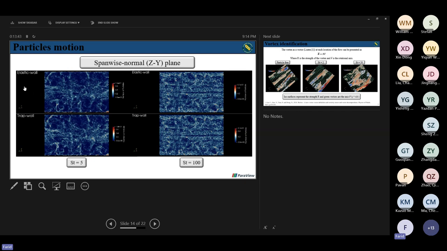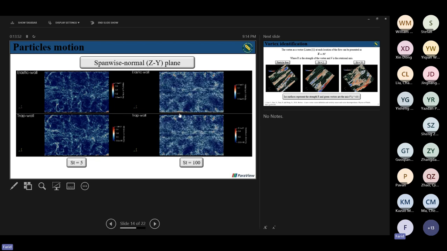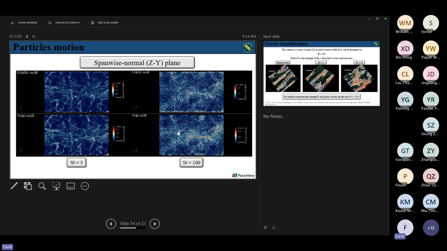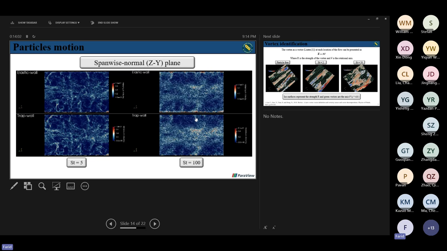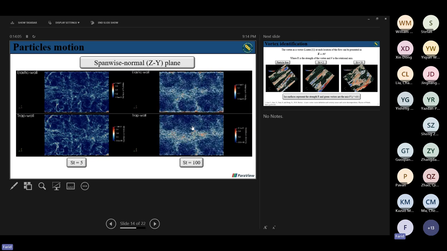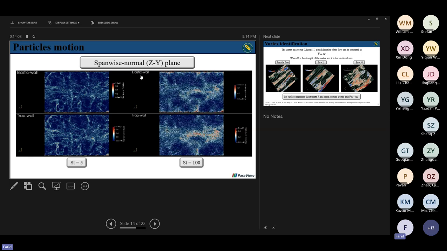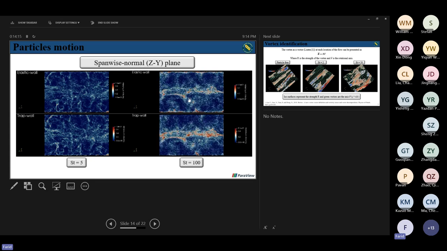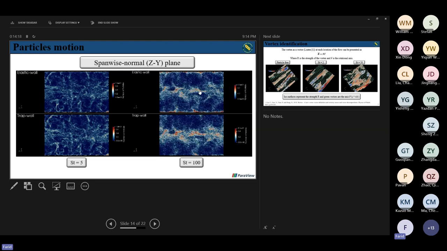Top graphs and contours are elastic wall, and the bottom one is trap wall. As I mentioned, two Stokes numbers of 5 and 100. For the particle with a Stokes number of 100, we can see that at first we can recognize those streaky structures or those sweep and ejection mechanisms, but because particles are heavier in this case, for example for elastic wall, we have a huge accumulation of particles in the near wall region after running the code for a while, and we have high concentration of particles in the center of the channel. After a while, recognizing those structures would be harder for particles with higher Stokes number.